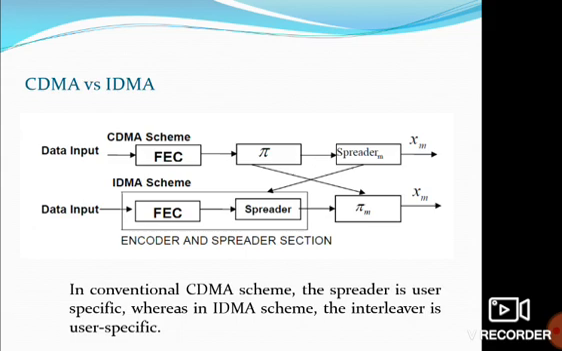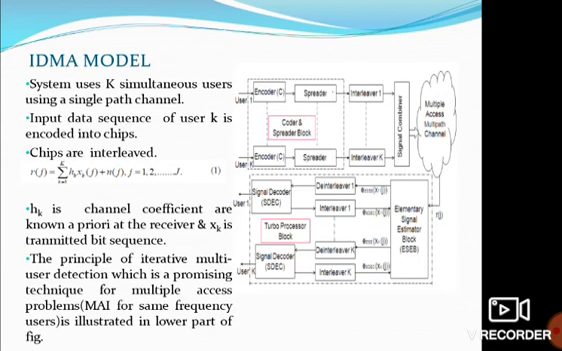But in IDMA, we use the same process. We use forward error correction to detect or correct errors. Then we spread the signal. We spread the signal commonly. Then we code the signal and then we transmit. In conventional CDMA, the spreader is user specific, but in IDMA, the interleaver is user specific.